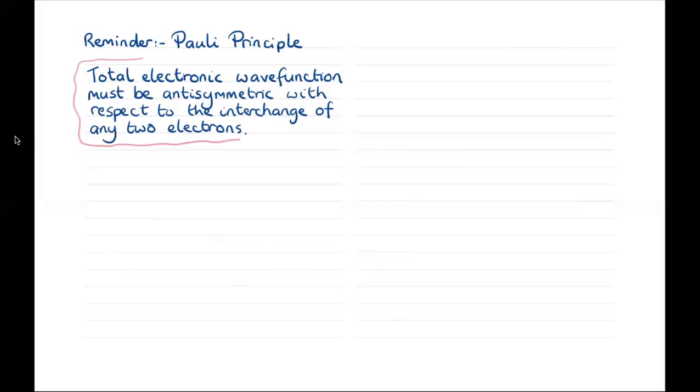In our case, we only have 2 electrons. So when we swap those 2 electrons, our wave function has to change sign. It has to not change anything else. It has to only change its sign.